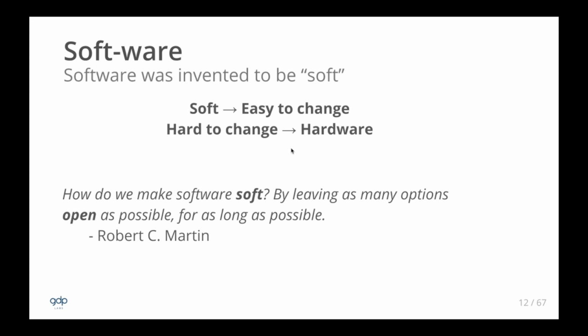So, every time you find yourself thinking that it's hard to change your code, maybe you should ask this question: am I making a software or hardware? Now, how do we make software soft? It's by leaving as many options open as possible for as long as possible. It's a quote from Uncle Bob.